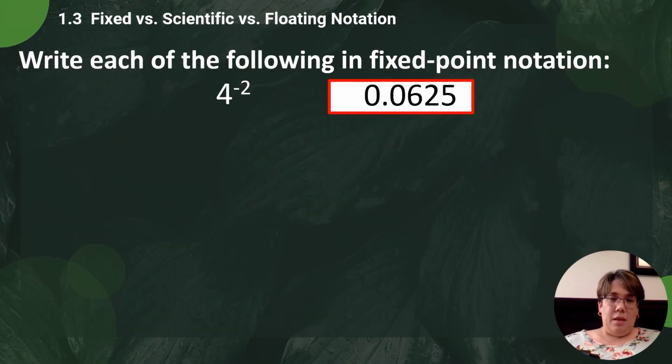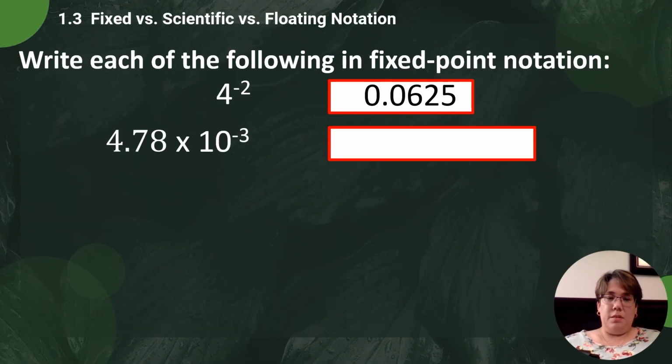Okay. Then your next one is 4.78 times 10 to the negative 3. Now, is this going to be a big number or a small number? So again, you've got a negative exponent here, so you should expect this to be a small number. So what you can do is simply move your decimal place 3 times. We want to make this a small number. Are we going to move it to the right, or to the left? We're going to move this to the left.